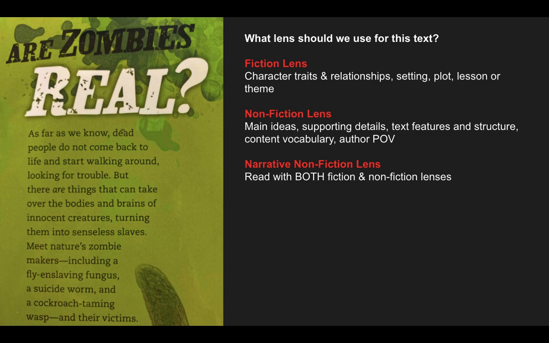Ooh, so what lens should we use from this text? A fiction lens, the nonfiction lens, or a narrative nonfiction lens? Now, you know this is the same author as When Lunch Fights Back, so I'm kind of wondering, which one do you think we ought to go with?